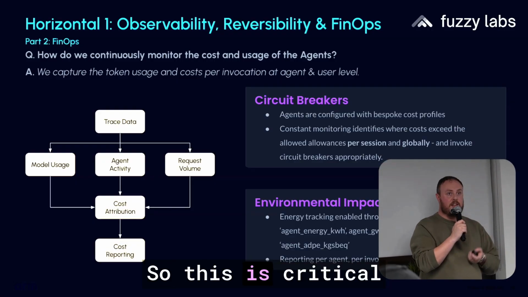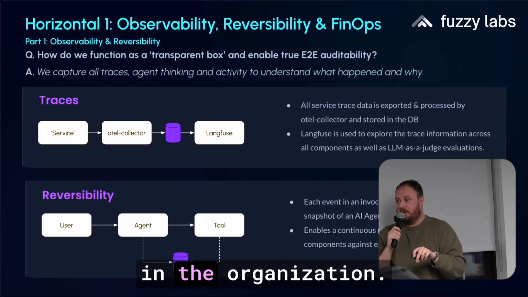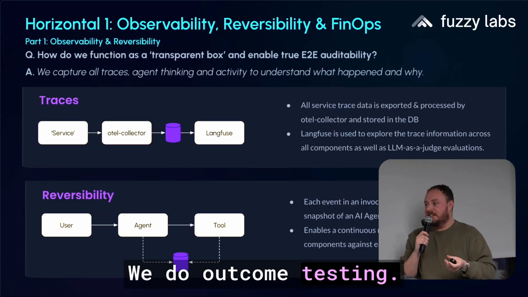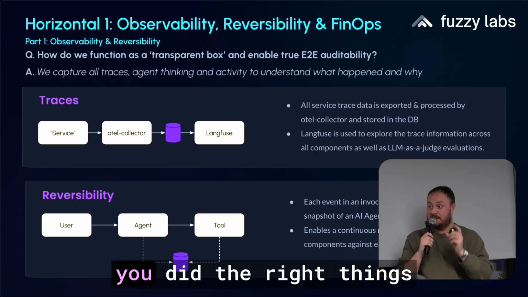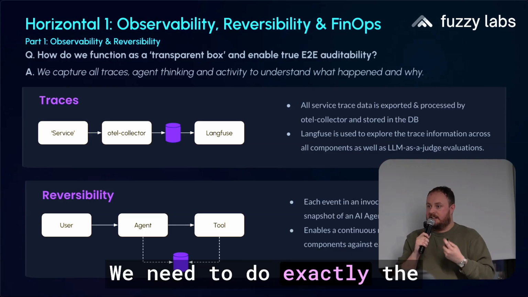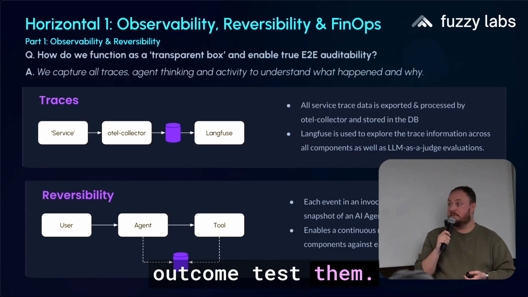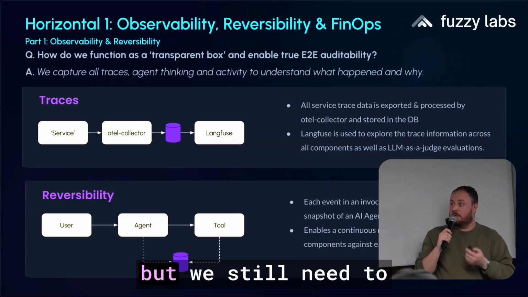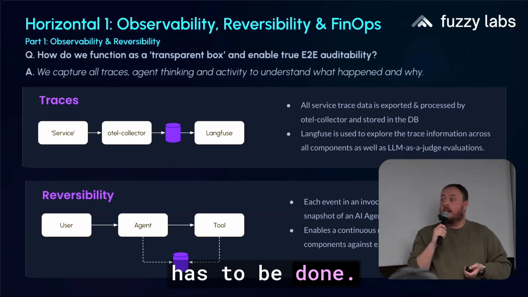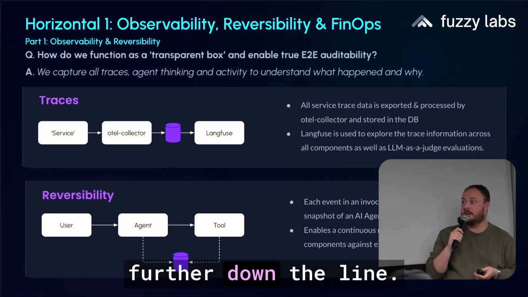So this is critical. If I, as a colleague, do something right now in the organisation, we do outcome testing. None of this should be a surprise, right? We do outcome testing. We should make sure that you did the right things. You said the right thing. We don't need to worry about it. We need to do exactly the same things for agents. Nothing changes. We still have to outcome test them. We might automate that outcome testing, but we still need to quality check them. It still has to be done so that we don't open ourselves up for financial rectification further down the line.